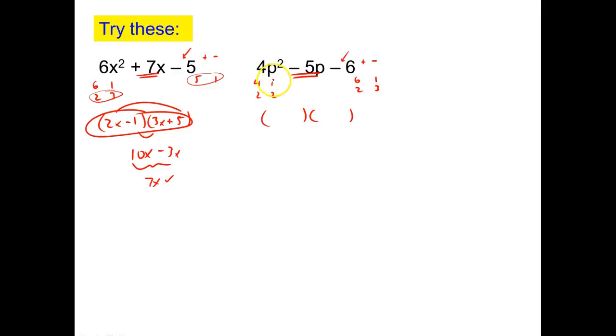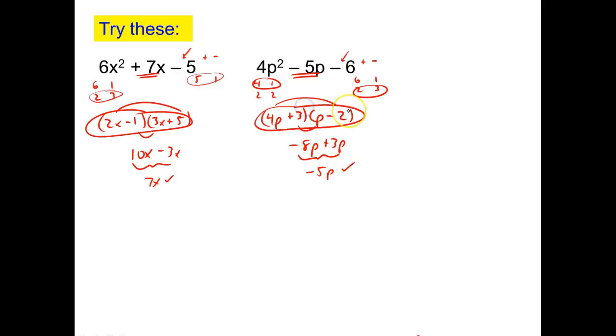How about a 4 times 2 gets me 8, and 1 times 3 gets me 3. 8 minus 3 gets me negative 5. So 4p and p. I want negative 4 times 2 is 8, negative 8 and a positive 3. So my outside terms give me negative 8p. My inside terms give me positive 3p. Those would combine to get me negative 5p, which is what I needed. So there's my answer.